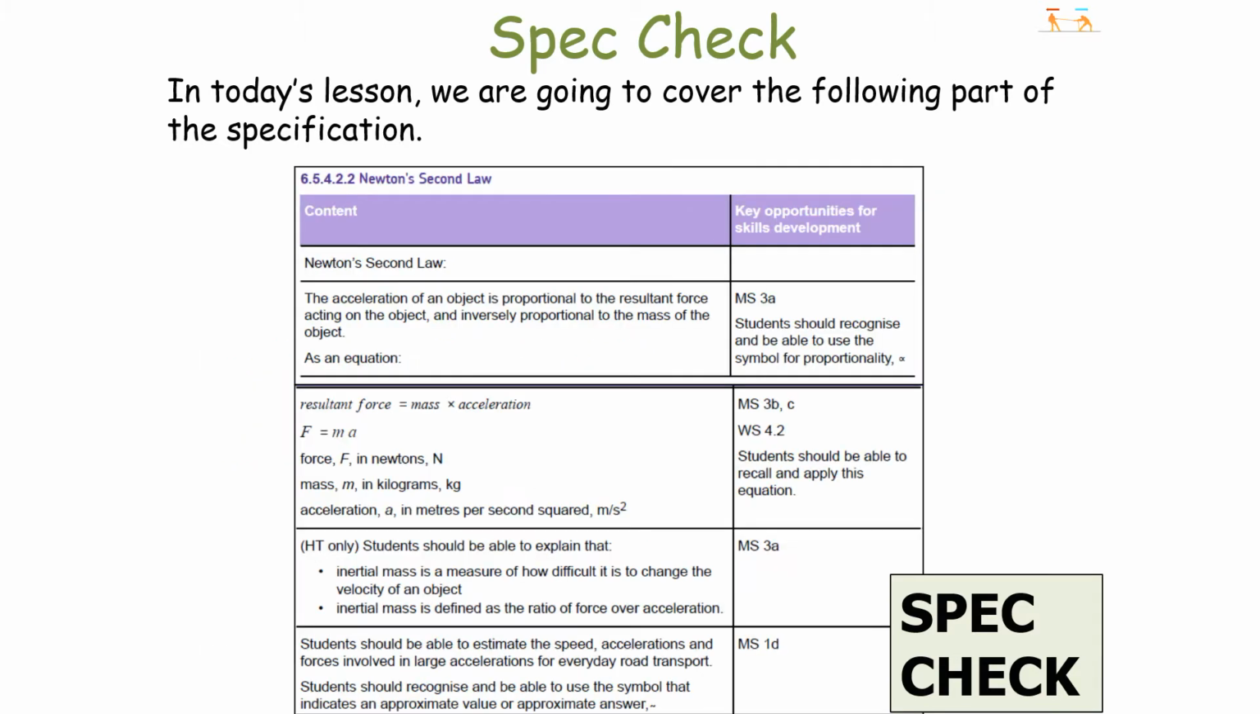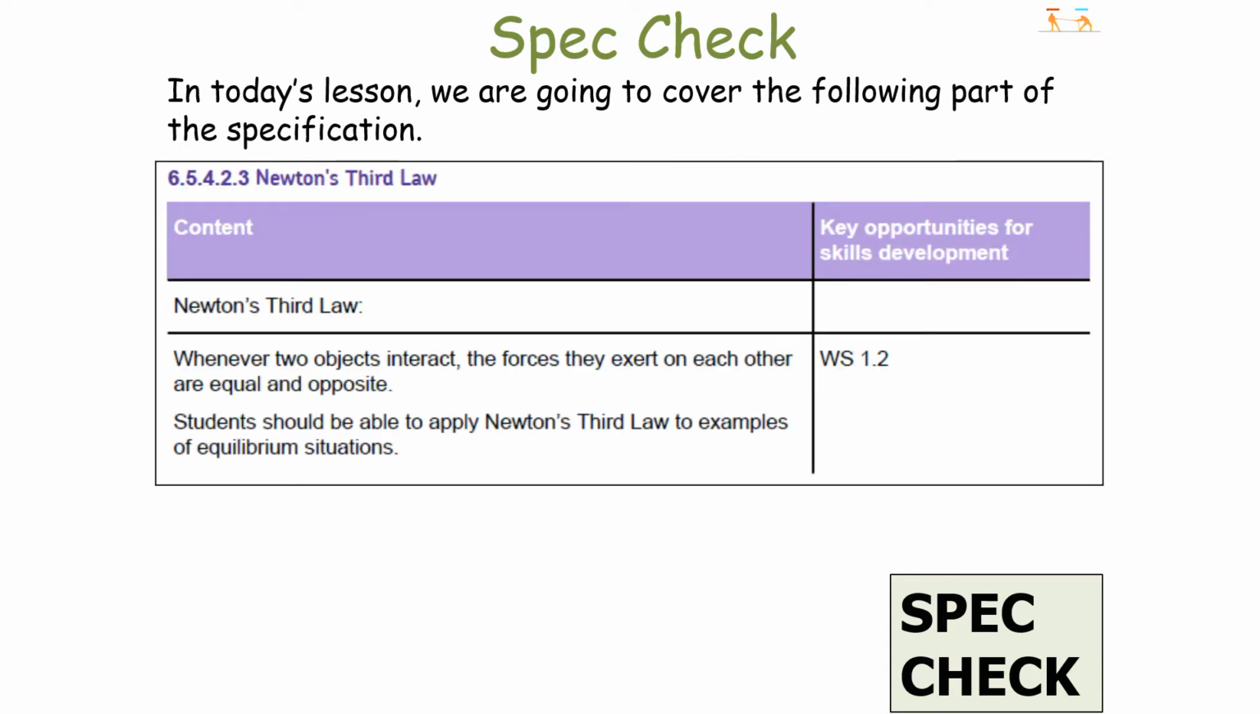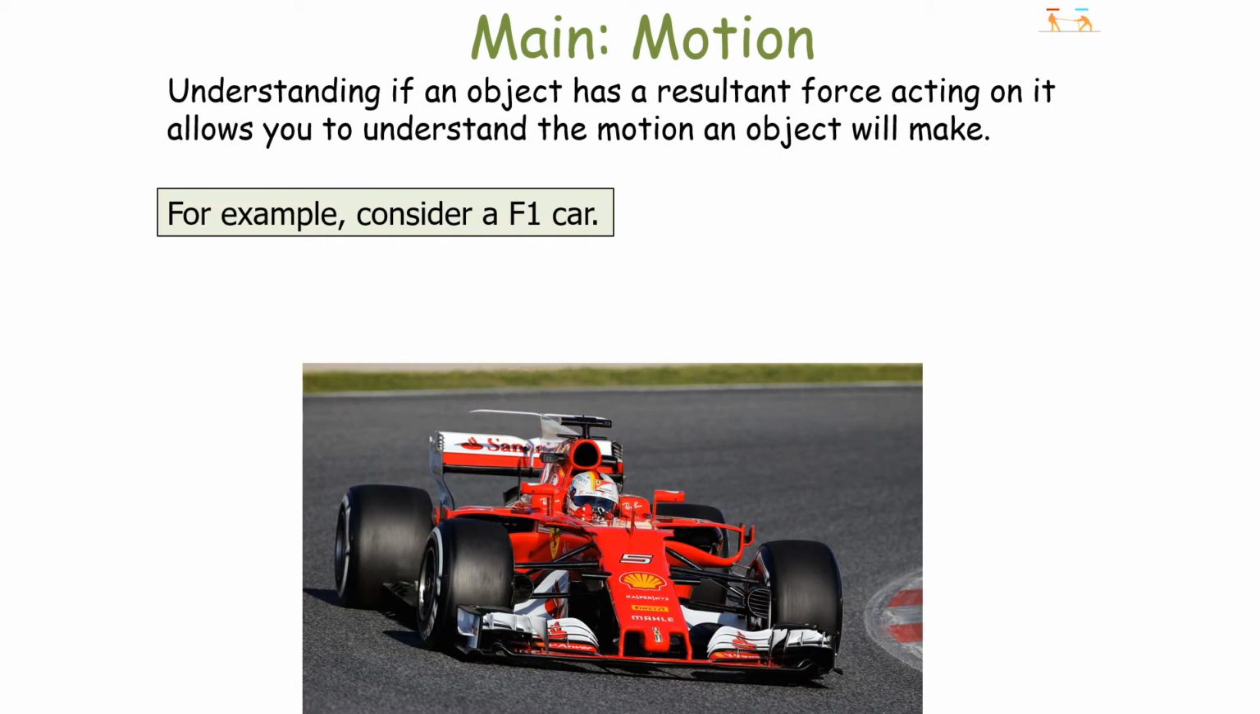6.5.4.2.1 Newton's first law, 6.5.4.2.2 Newton's second law, and finally 6.5.4.2.3 Newton's third law. Now, understanding if an object has a resultant force acting on it will allow you to understand the motion that object will make.